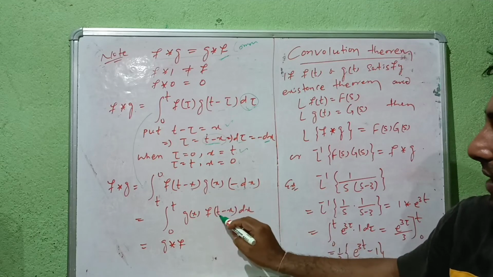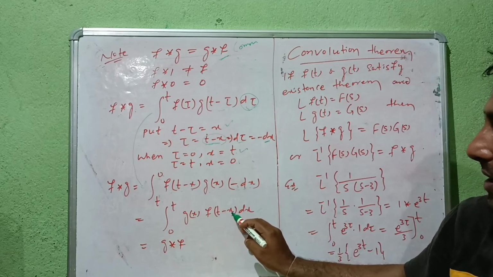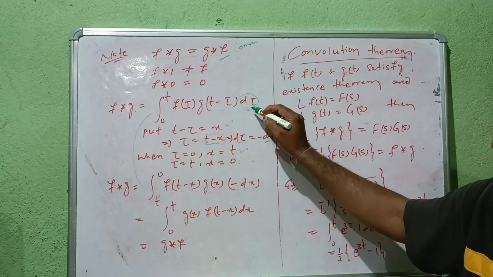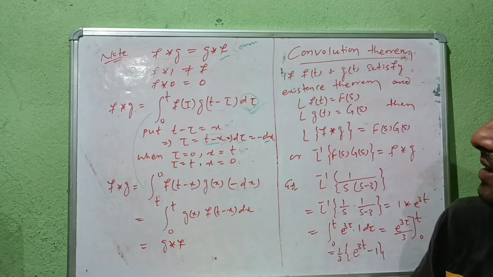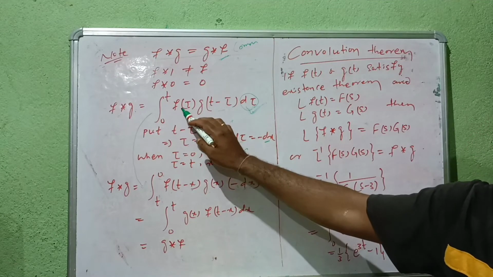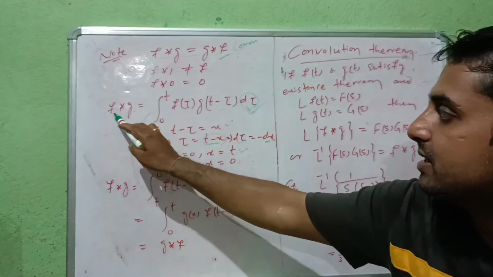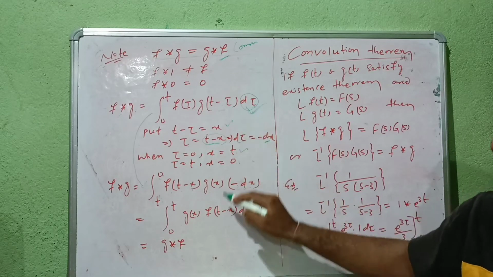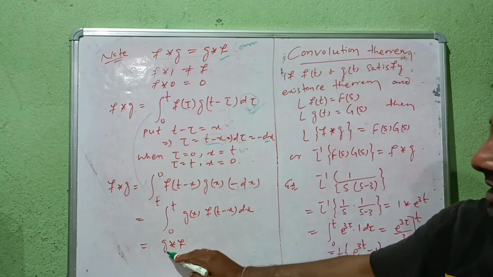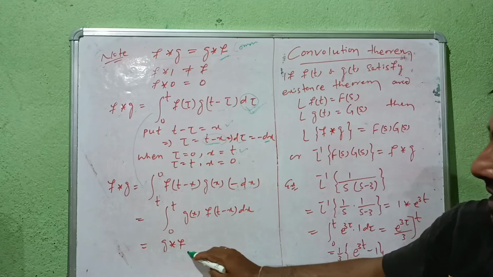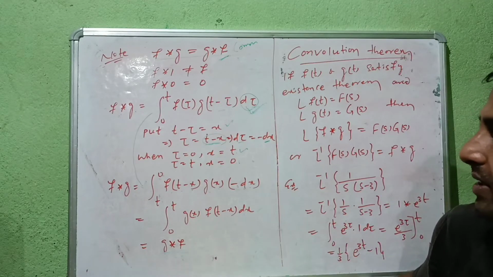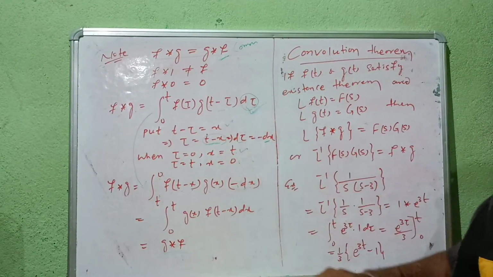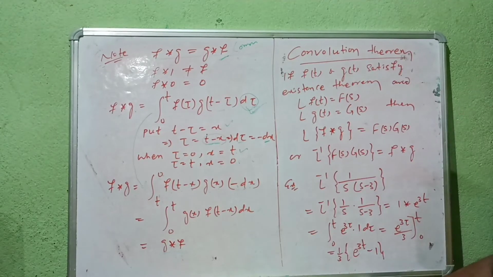I wrote g first and then f because x is there and t minus x is there. So it is the integral from 0 to t of g of x f of t minus x dx. Now if you compare with the formula, f of tau g of t minus tau is f star g. Here it is g of x, then f of t minus x, so easily you can write it is g star f, the convolution of g and f. So what we got is f star g equals g star f. So it satisfies the commutative law.